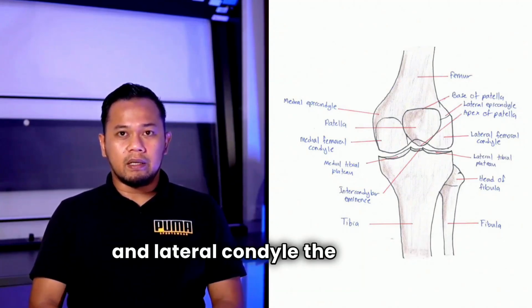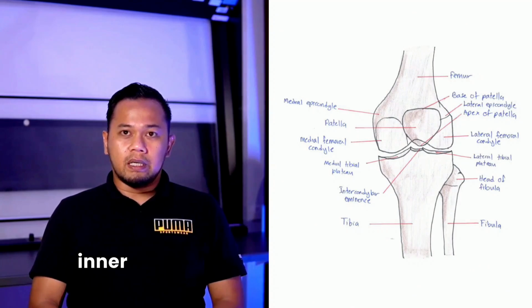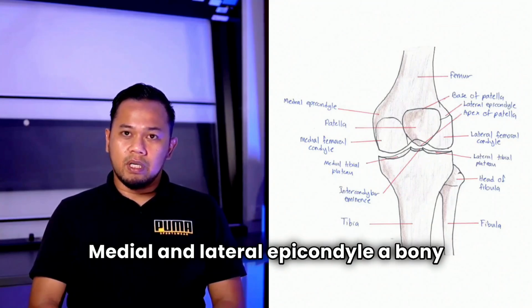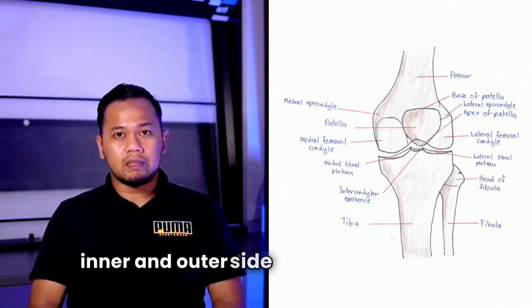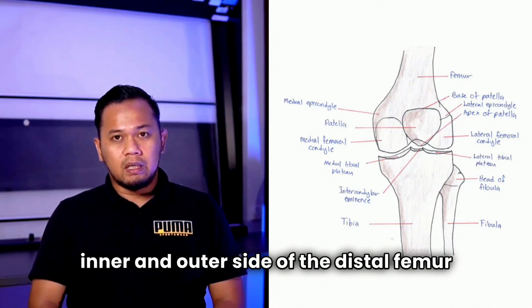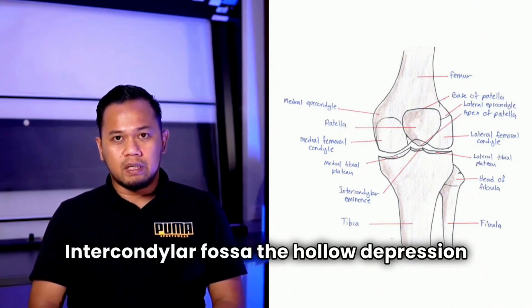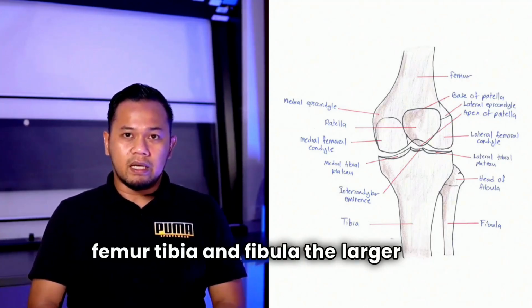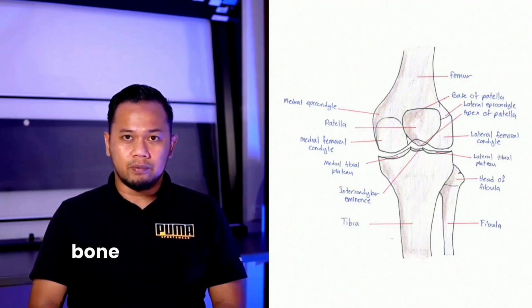Medial and lateral condyles, the rounded prominences on the inner and outer side of the distal femur. Medial and lateral epicondyle, a bony projection on the inner and outer side of the distal femur. Intercondylar fossa, the hollow depression between the condyles of the femur. Tibia and fibula, the larger and smaller lower leg bones.